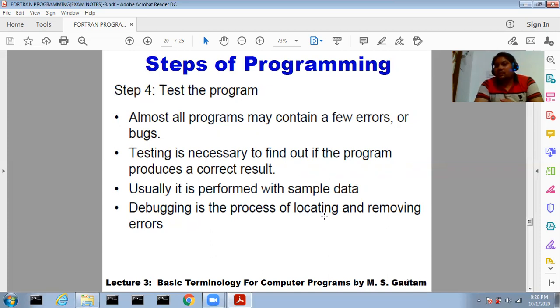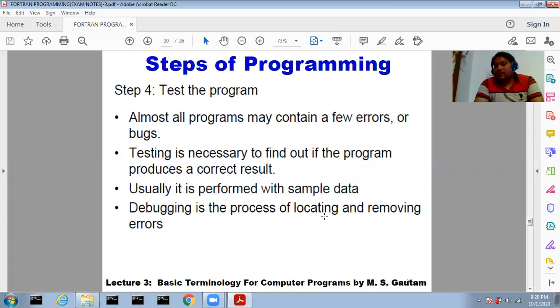So testing of program, whether the program contains errors or is error free, that is your fourth step. Almost all programs may contain a few errors or a few bugs. Testing is necessary. It is necessary to find all these errors so that the correct result can be obtained by using the computer program.